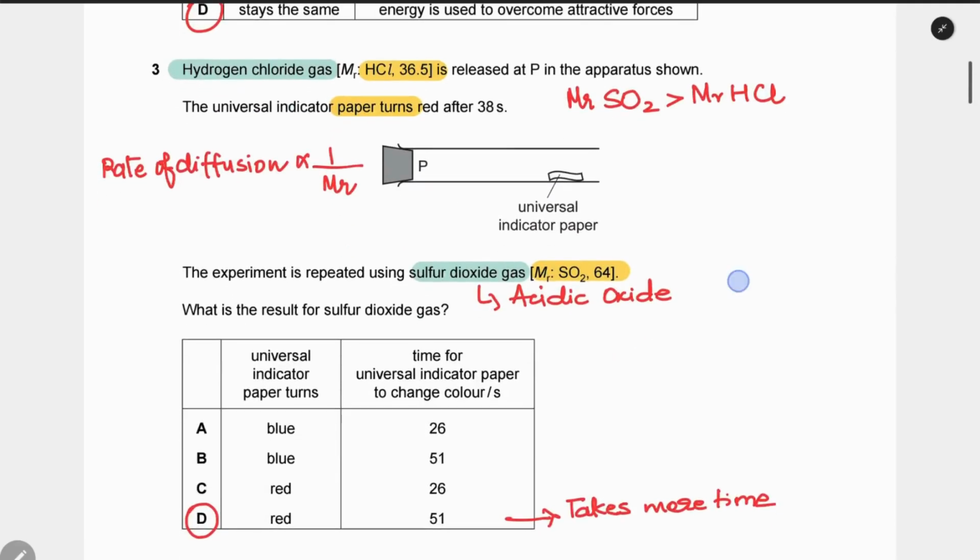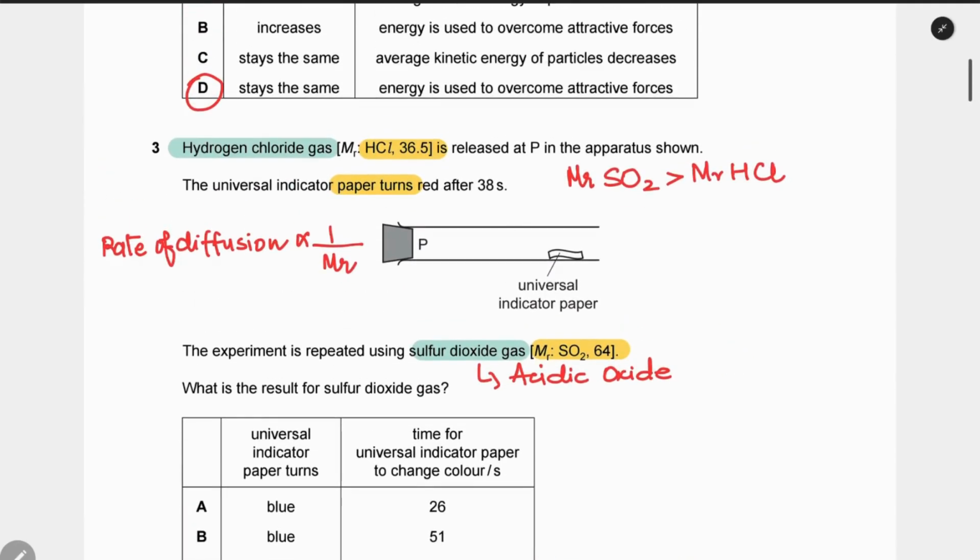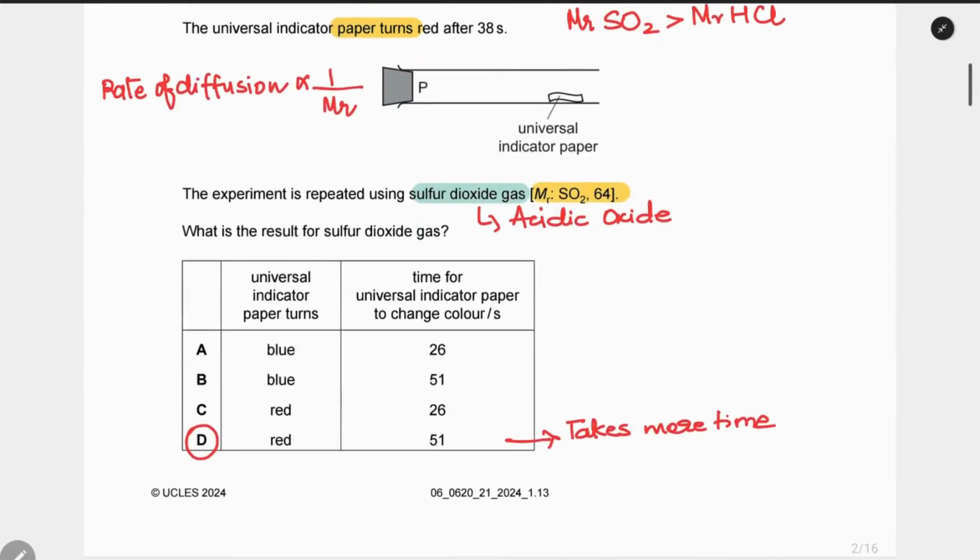Over here, when you talk about sulfur dioxide and HCl, sulfur dioxide has a molar mass greater than HCl. The reason being sulfur dioxide is 64 and HCl is 36.5. So the more the mass, the less the rate of diffusion. So the answer is D. It takes more time.